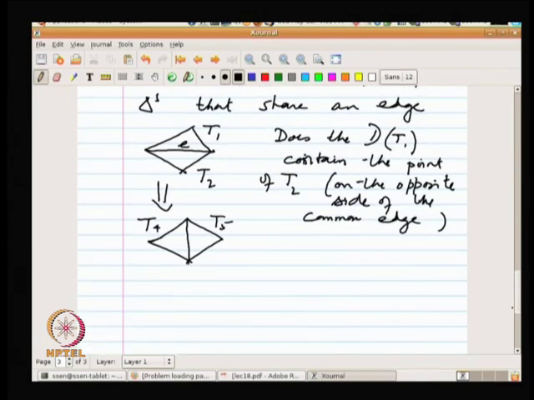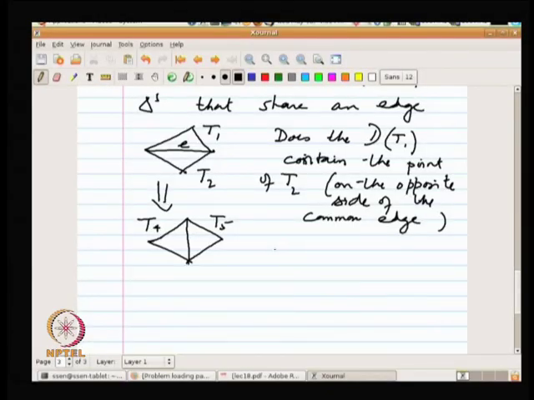Okay. So, we have fixed the problem with just a pair of triangles sharing an edge, and we keep continuing on this. So T4 and T5 are legal, in the sense that their Delaunay disks do not contain the point on the other side of the edge. Or you can say the diagonal itself is legal.